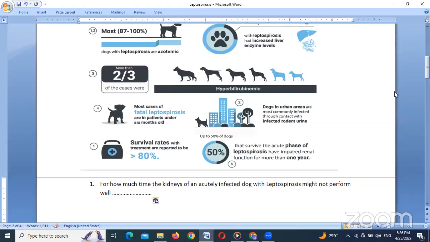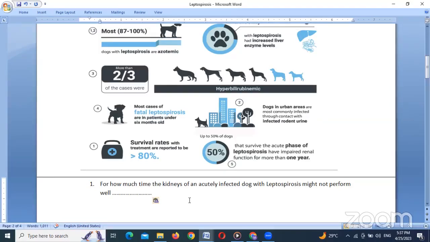So you cannot find the word dogs here in this text. So how can you say they're talking about dogs? I was wondering. 16 days is wrong. Maybe they are including humans, cats, dogs, all of the animals. So how can you say how much time the kidneys of an acutely infected dog with leptospirosis might not perform well? So how can you say they're talking about dogs?